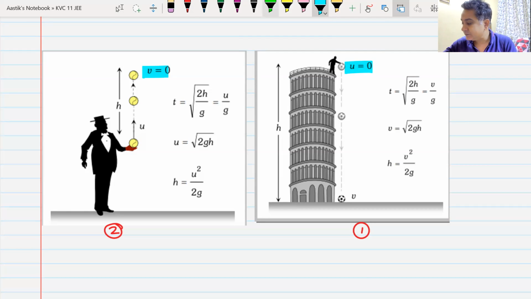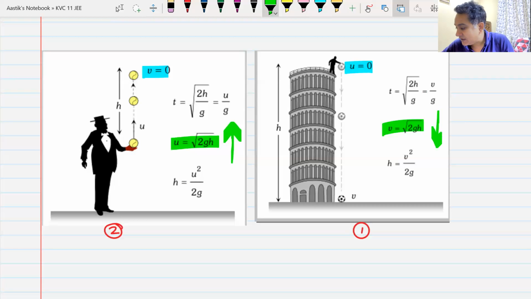Look at the second thing. At the lowest point, the velocity is root 2gh. At the lowest point, the velocity is root 2gh. Any difference? The only difference I can see is this velocity is in the upward direction and this velocity is in the downward direction. Do we understand this, or has this gone above our head? Yes or no?